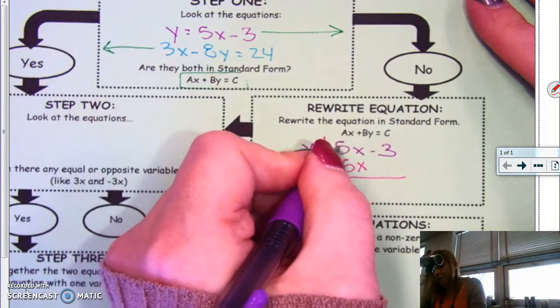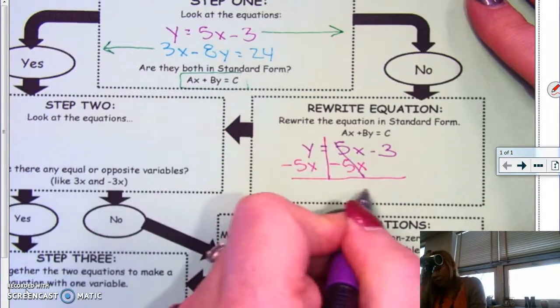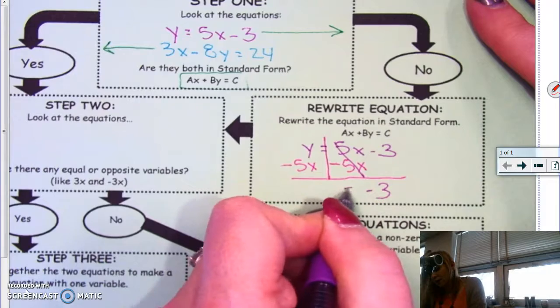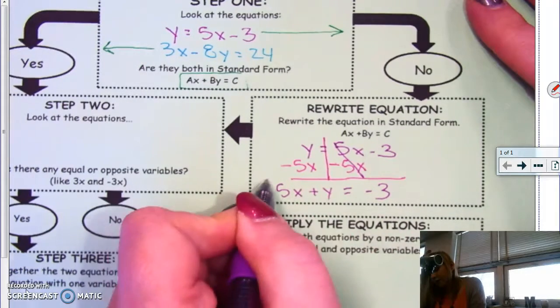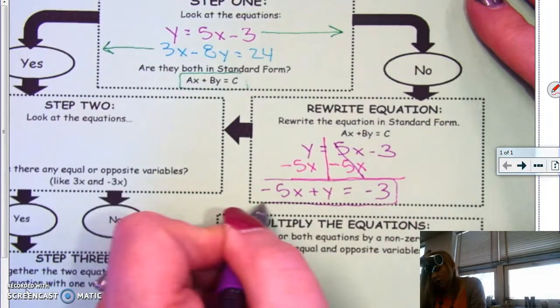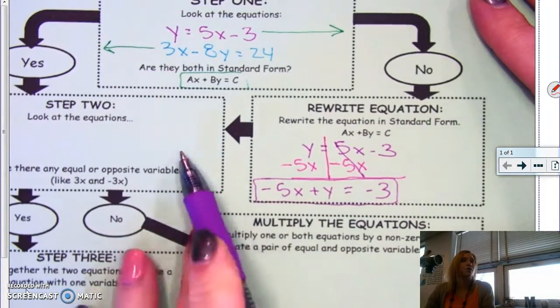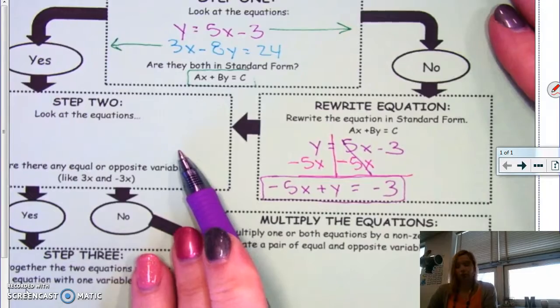And we were left with negative 3 on this side equals negative 5x plus y. So there is our new equation. Now it's written in standard form. We can go on to step 2.